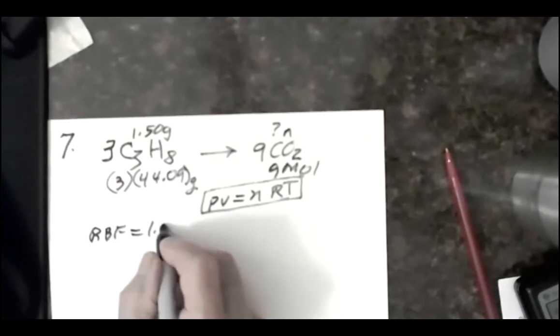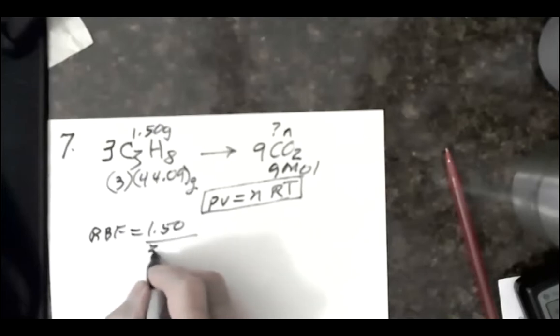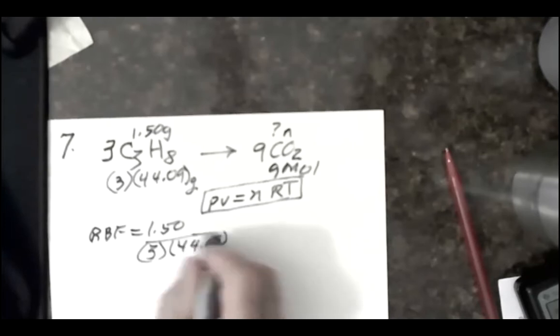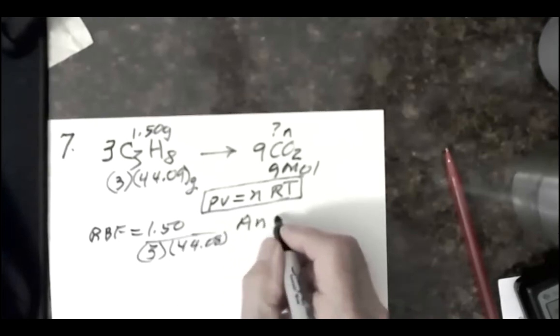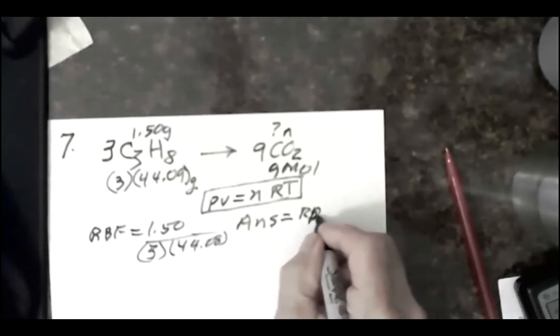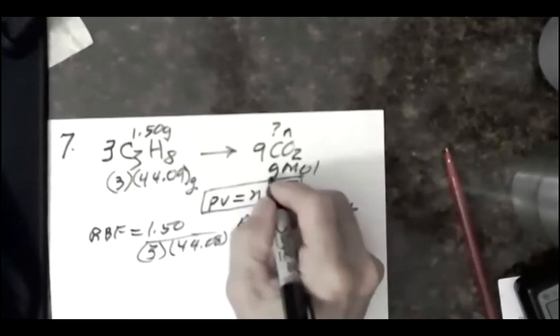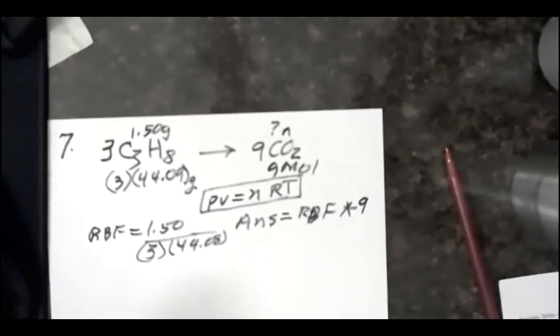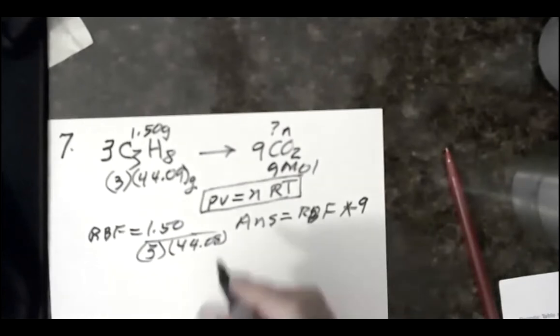That's equal to 1.5 divided by 3 times 44.08. And my answer in moles is going to be the RBF times what's under my question mark, which is 9 moles. Okay, so let's do that math. I set it up this way so you can see I can string that all together in one calculation. 1.5 divided by 3 and divided by 44.08. No, 9. I wrote 8 there. It's 9.